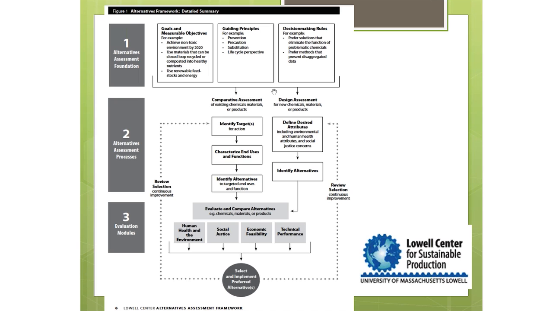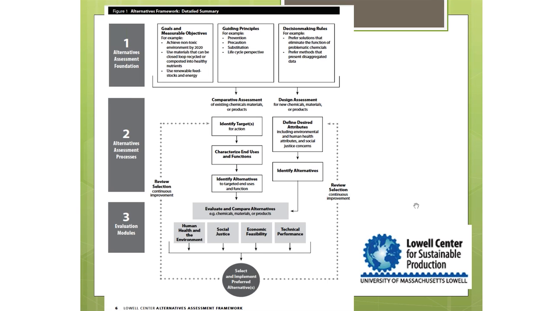And then finally, as I said before, we have first this assessment piece, and then we have the evaluation process. So the evaluation includes evaluating and comparing alternatives on those principles that you decided at the beginning of the process. And you may also include here health and environmental impacts, social justice pieces, economic feasibility, and technical performance. So this is where the big trade-off analysis comes in.